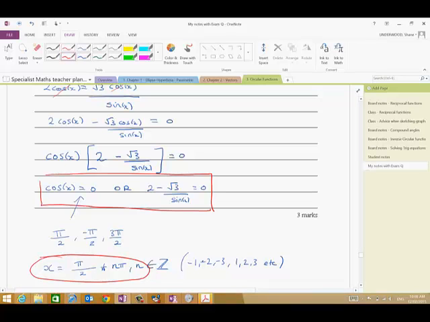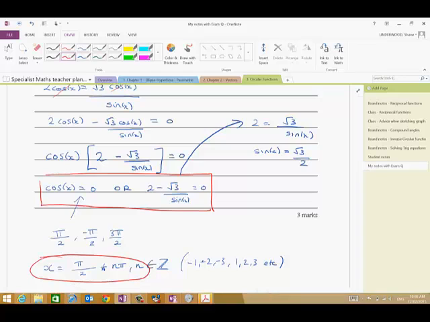But now what we need to consider is this side here. Now, of course, you wouldn't do working like this. I'm just showing you, but of course, you would have it more logically set out. But what we can say is that 2 is equal to root 3 on sine of x. And we can say that sine of x is equal to root 3 on 2.